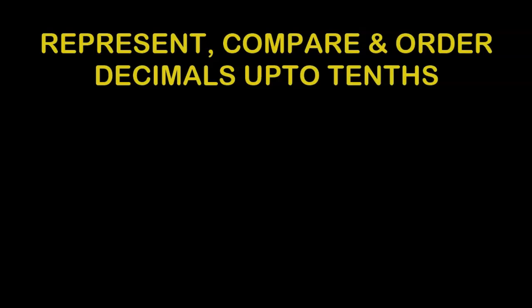In this lesson, we would understand how to represent, compare, and order decimals up to tens. Let's first understand what are decimal numbers. If we have a number 3.2, we see that the number has a dot in between. This dot is called decimal. There is a number before the dot and there is a number after this dot. So the dot represents the decimal.